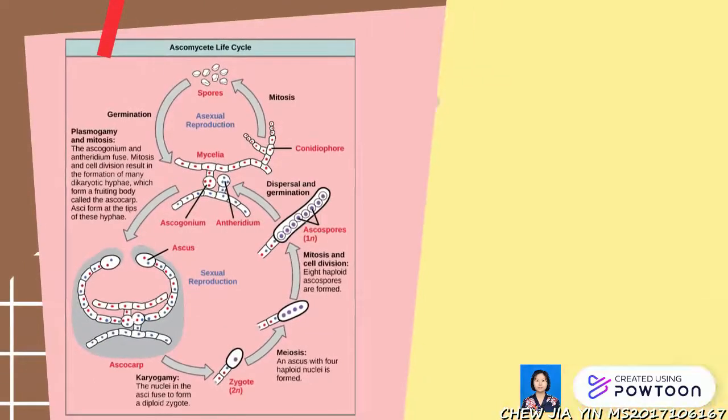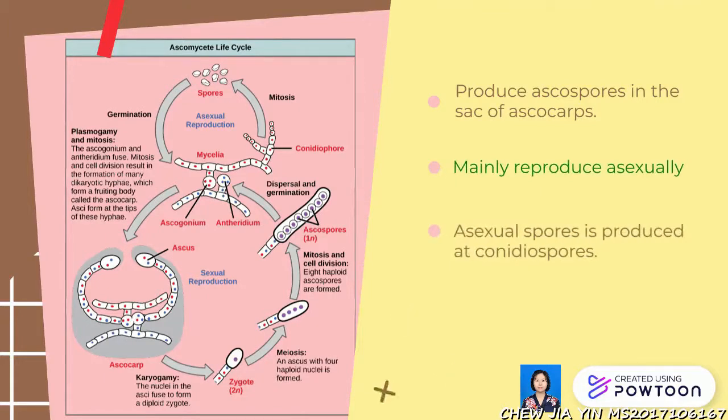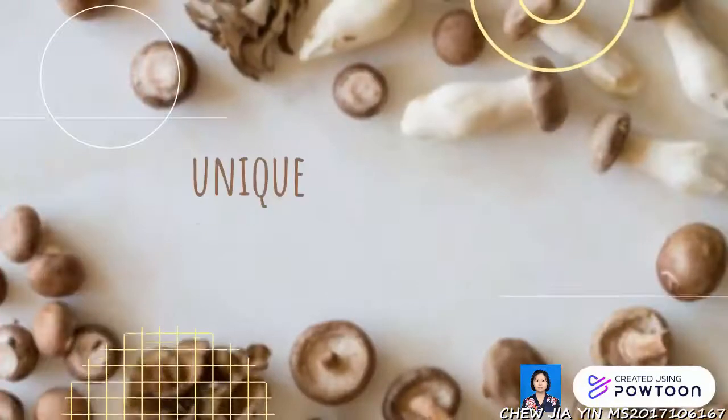Fungi classified in the phylum Ascomycota produce sexual spores inside the ascus in the fruiting body ascocarps. It is sometimes referred to as sac fungi. However, ascomycetes mainly reproduce through asexual reproduction, in which a vast number of asexual spores called conidia are formed at the tips of specialized hyphae called conidiophores. Sexual reproduction is only undergone when there are insufficient nutrients and the condition is unfavorable.